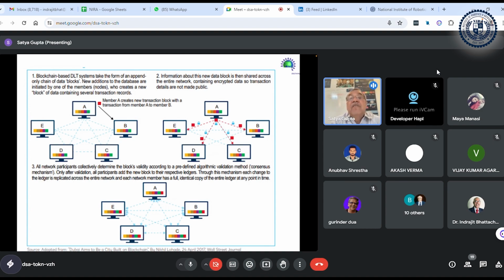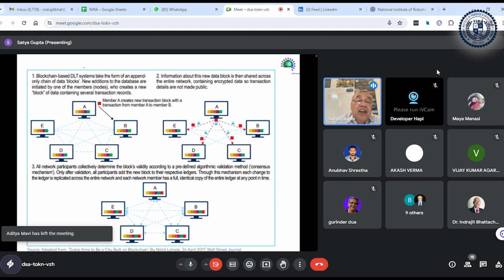So that is how the information about the new data block is then shared across the entire network containing encrypted data. So transaction details are not made public. That means it is encrypted, so it is only known to the people to whom it is meant actually, though through the hash, it is shared everywhere. So all network participants collectively determine the block's validity according to the predefined algorithm validation method. It is also called consensus mechanism. It is a highly technical and a bit complex thing. Maybe in the first class you will not know how it is done, but it is an algorithm.